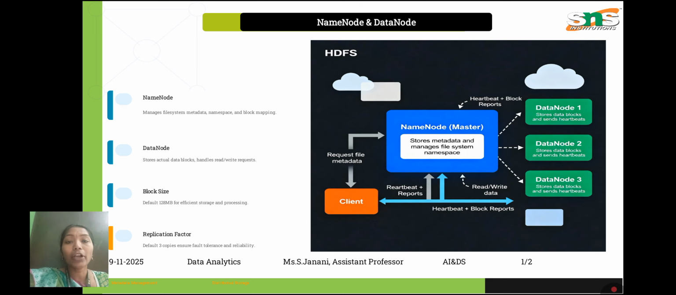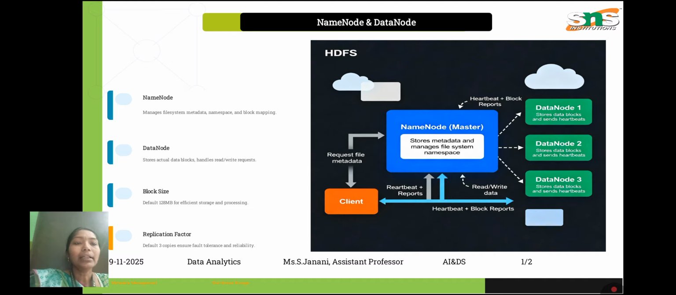So next we are going to see the block size. Each block size should be considered as 128 MB for efficient storage, processing and replication. The default replication factor of 3 copies ensures fault tolerance and healthy availability. So these are the HDFS name node and data node.